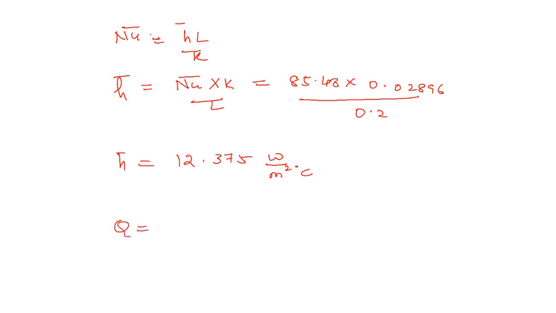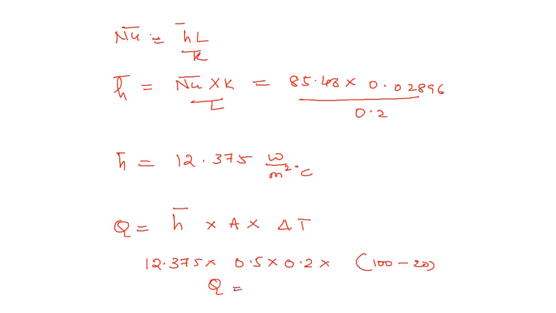To find the Q value, we are using H, the convective transfer area, surface area, and delta T. So substituting the values: 12.375, and length is the area, and width, and the temperature difference is 100 minus 20. That turns out to be Q equal to 99 watt. So in the first case, we got the Q value to be 64 watt, and in this case it is 99 watt.